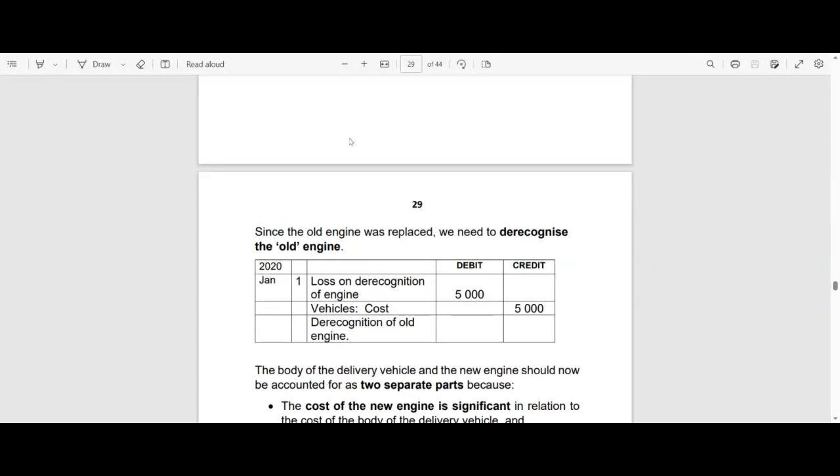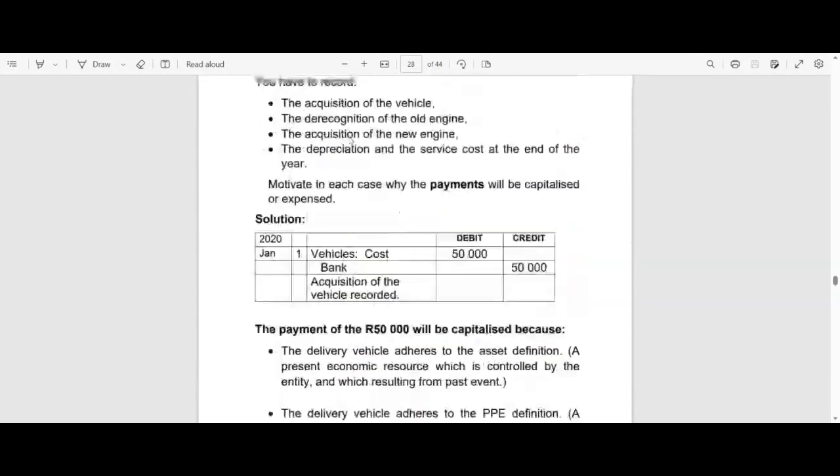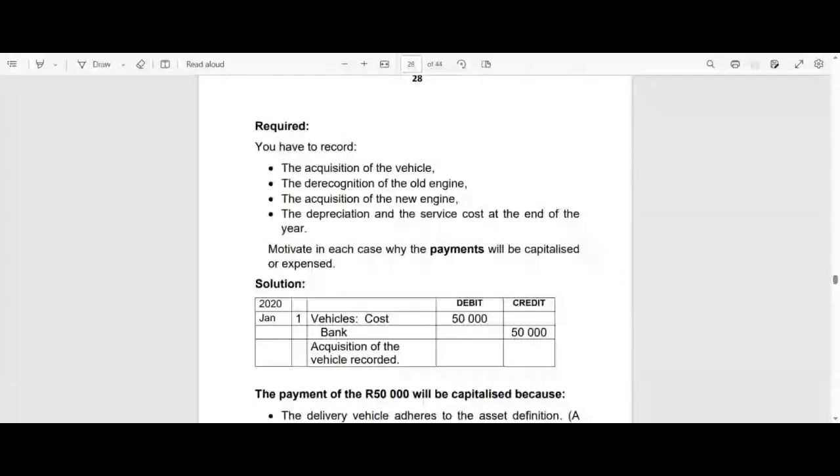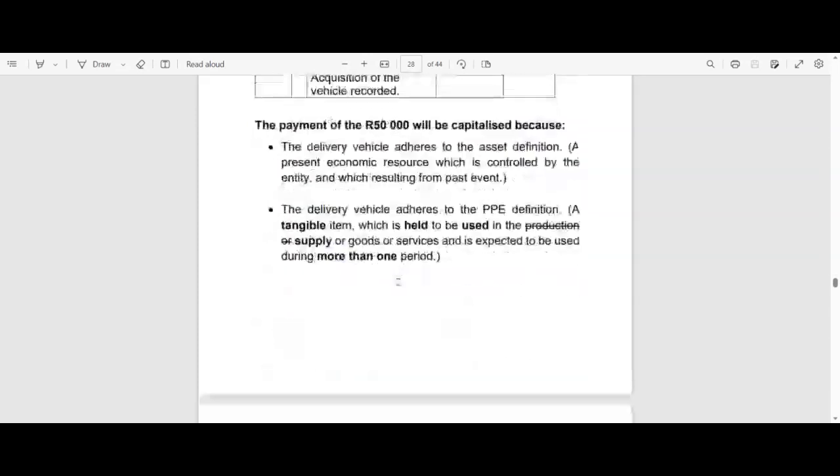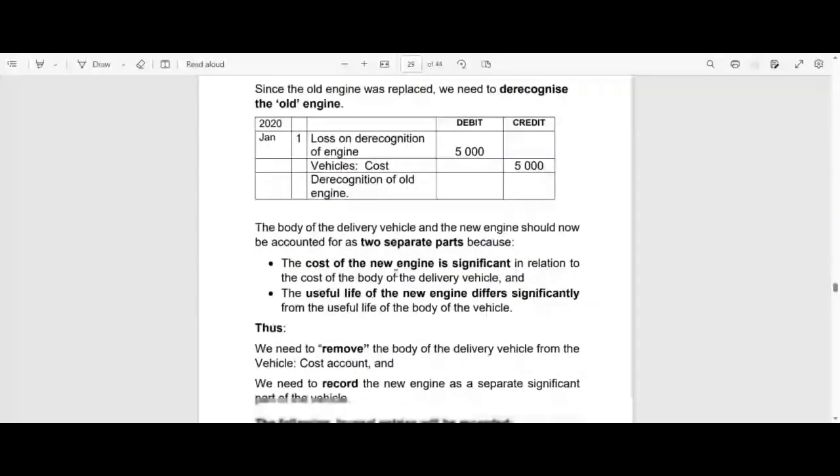So, what remains after we've credited that account? What remains on that account? If you can just type in the chat for me, I just want to see whether we're still on the same page. What balance remains on the cost account at this stage? 45,000. Thank you all. Thank you, CB, first of all, quickly, and everyone else. Right. So 45,000 rands remain. So we know that is the balance on the cost account after we've de-recognized the old engine.